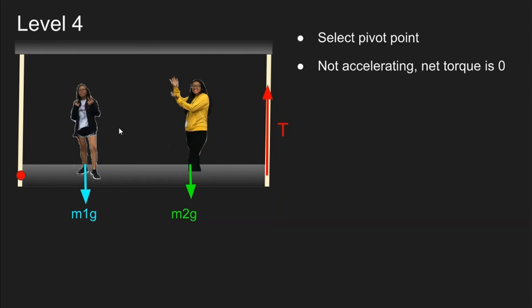If you imagine taking away this rope completely, they're going to plummet to their deaths. And I don't want that because they're my friends. My beautiful Asian friends, both of them. So they're not accelerating, net torque is 0.